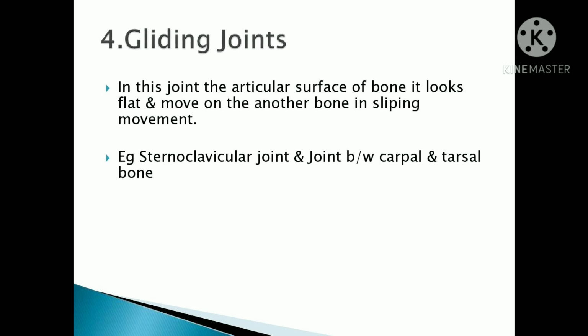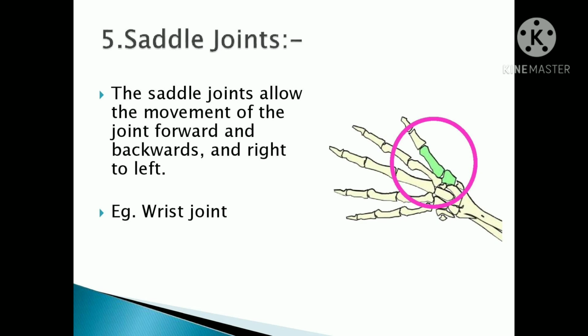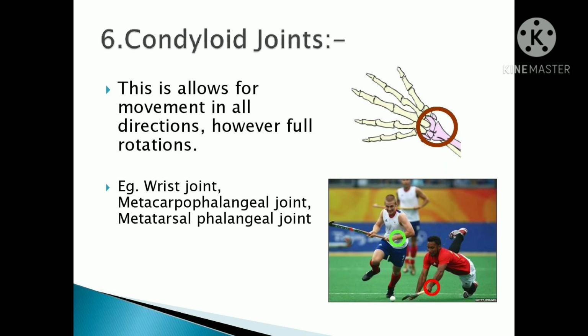So what are saddle joints? The saddle joints allow movement of the joint forward and backward and even left and right. Example is the wrist joint. Here the movement is both forward and backward and also right to left. The next one is the condyloid joint. Here it allows movement in all directions, I mean full rotation. If you turn the wrist, you can feel this condyloid joint.